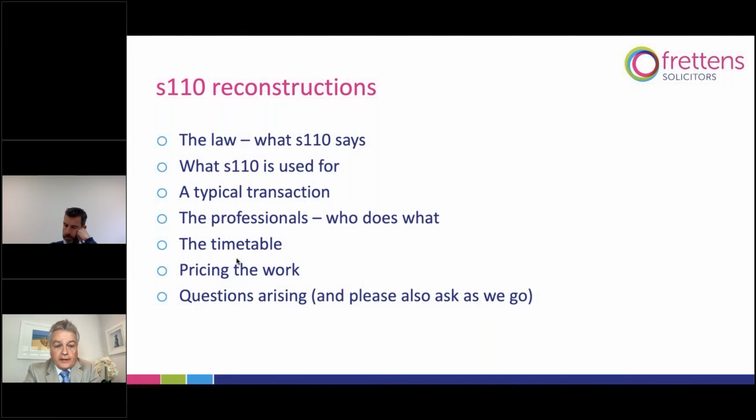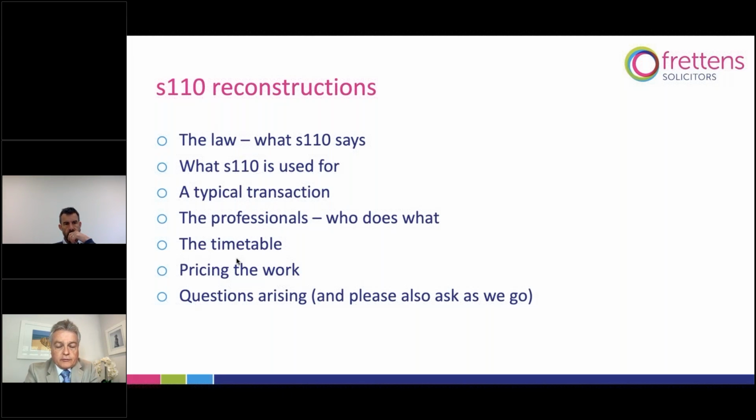And then towards the end of this, I want to look at the points that you would perhaps want to think about in terms of discussing the timetable with the others involved and seeing what's realistic for a timetable and the sorts of issues that are perhaps going to be relevant when you come to think about how to price the work. And after that, there will be questions.